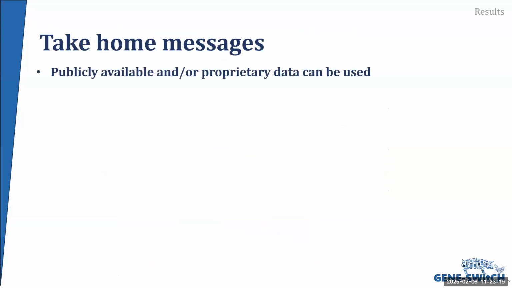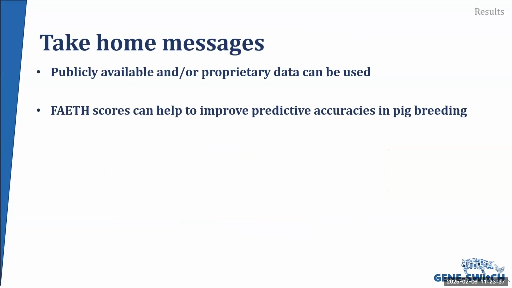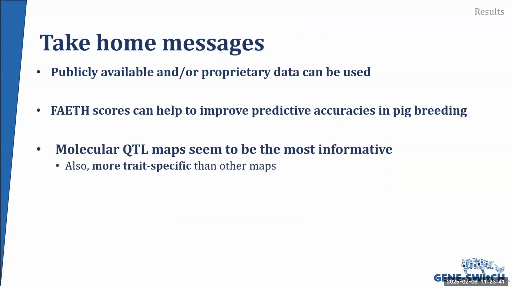So in conclusion for this section, we were very pleased with the quality of data sets that were produced by our consortia partners, and also the quality of the publicly available data sets. And both can be used to predict the values, the FAITH scores, for these variants. We did identify an improvement in prediction accuracy using FAITH scores, and that the molecular QTL maps seem to be the most informative. So these, again, are the eQTLs and non-coding QTLs that impact gene expression.